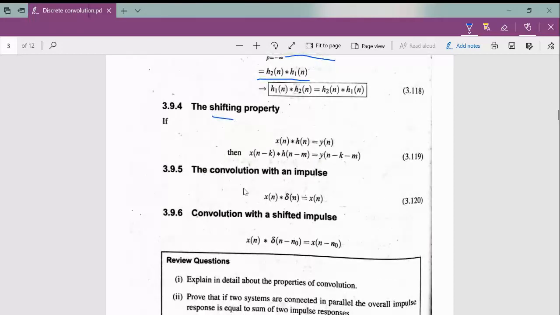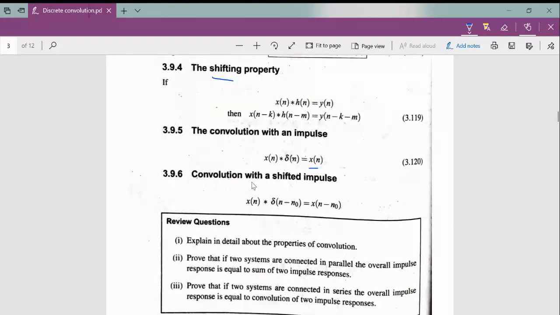Next is the convolution with impulse. The impulse is basically a signal having value 1 at n equal to 0. Okay, so it is similar to multiplying the signal by 1. Here, x of n convolution delta of n will give an output x of n. Whatever the input is, it will give that same input at the output.